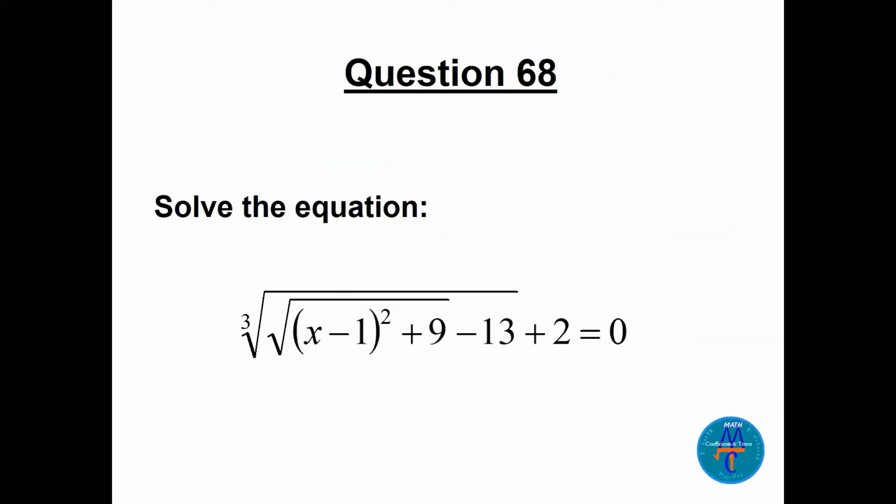Now let's solve the equation. We have a big cube root inside a square root: (x − 1)² + 9, minus 13 outside, plus 2 is equal to 0. We have to rearrange it.